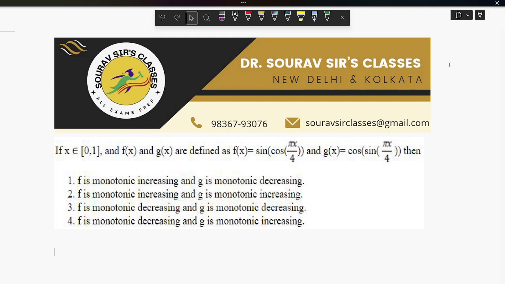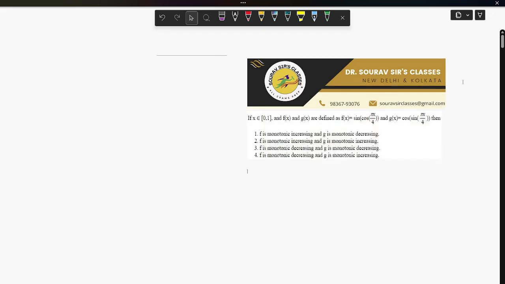Option A says f is monotonic increasing and g is monotonic decreasing. For option B, f is monotonic increasing and g is monotonic increasing also. Option C says f is monotonic decreasing and g is also monotonic decreasing. Option D says f is monotonic decreasing and g is monotonic increasing. So what can be done for that?